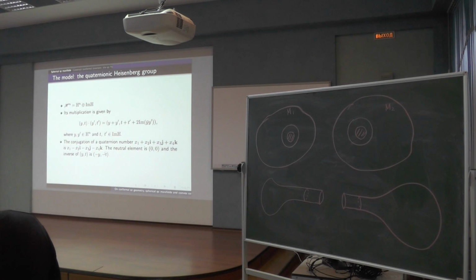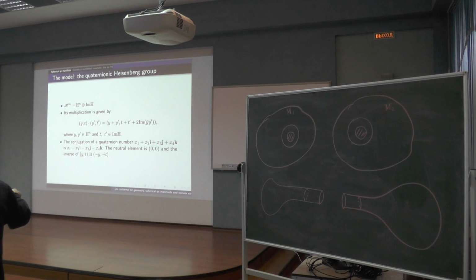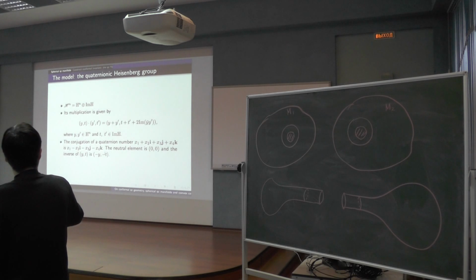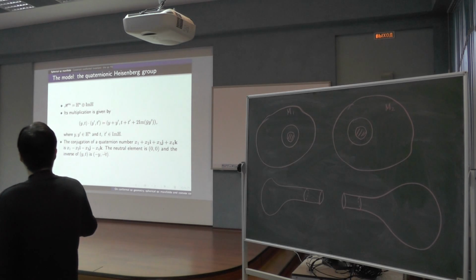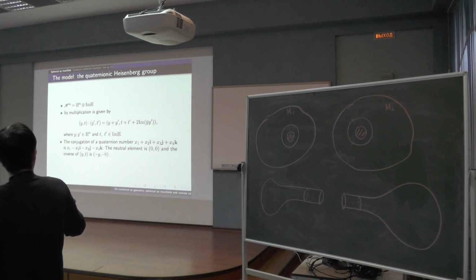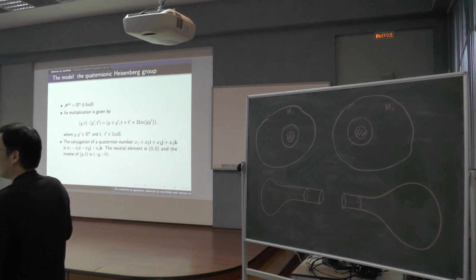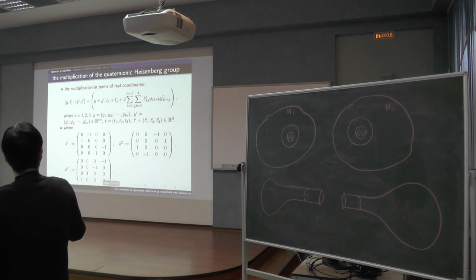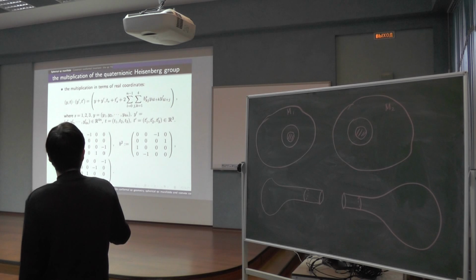So let's see, the model case is the quaternion Heisenberg group. Here is (y, t), where y is in H^n, and t is an imaginary quaternion. And the multiplication is (y, t)(y', t') equals (y plus y', t plus t' plus 2 times the imaginary part of y-bar, the conjugate, times y'). This is the quaternion Heisenberg group. So we need the multiplication in terms of real variables, where y is in R^4n and t is in R^3.